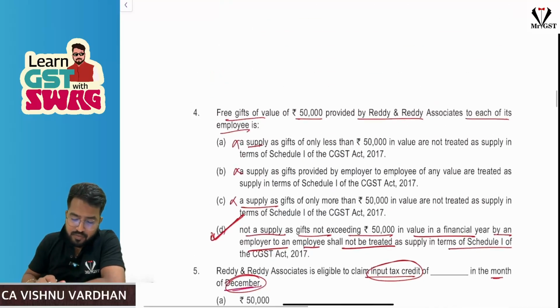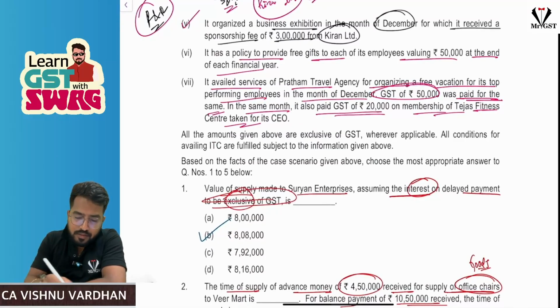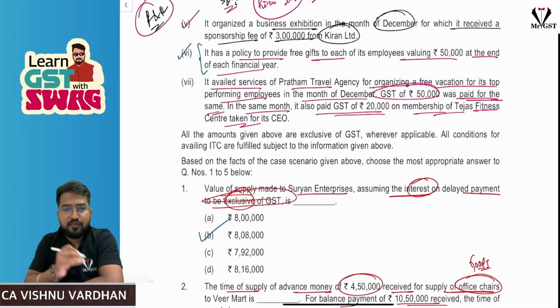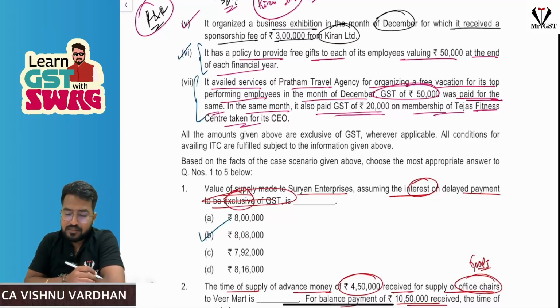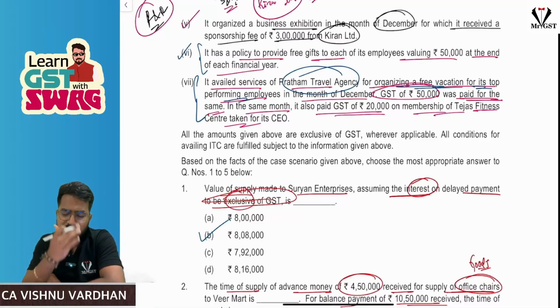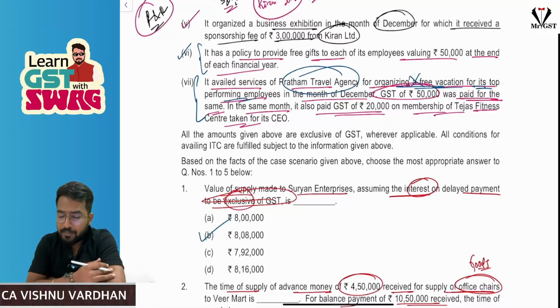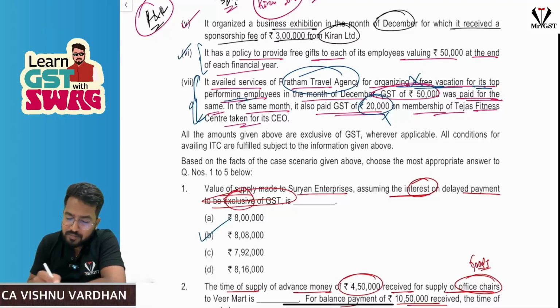See, if you understand, this is the information which we have already used and given answer for fourth MCQ. Fifth MCQ information is this. Sir, from Pratham Travel Agency for organizing a free vacation for its top performing employees. So you are purchasing something to provide vacation, all these things, for your top performing employees. So section 17 subsection 5 blocked credit this is. Okay. Next one, sir, it has paid 20,000 on membership fees. Again, this is a blocked credit. So here for these two purchases in the month of December, you will not get any ITC.